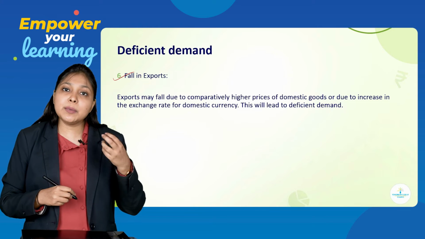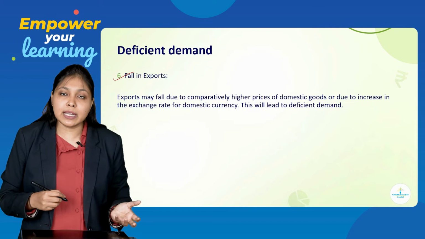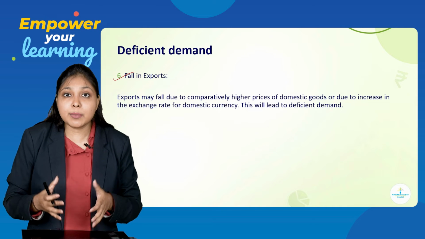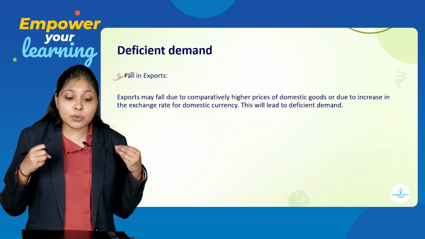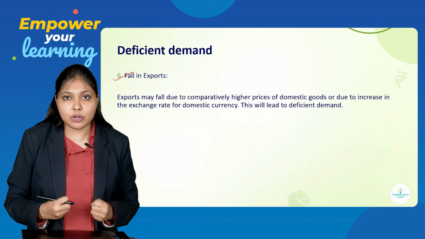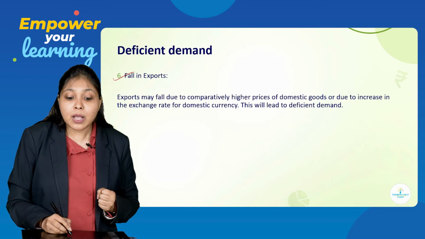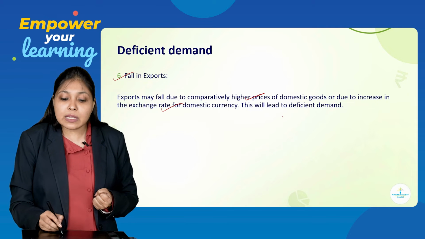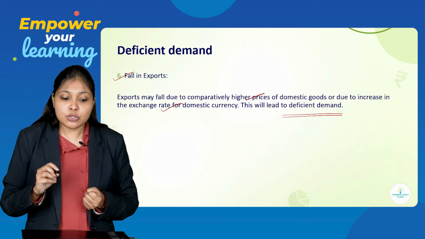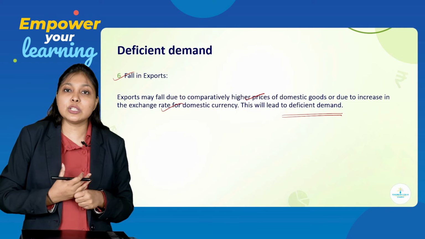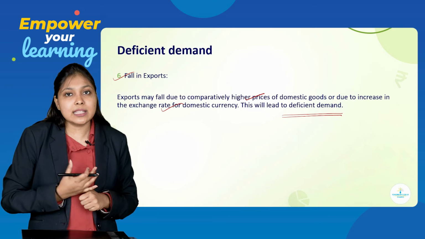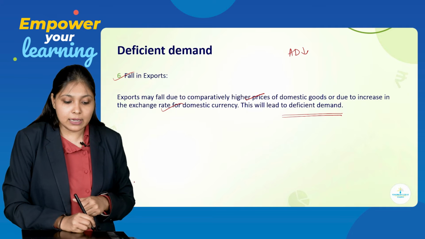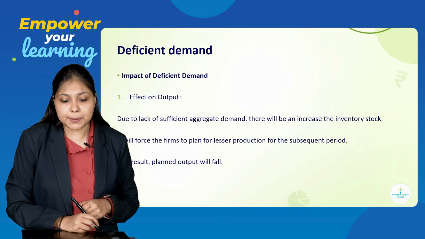Fall in exports. Now people are not demanding goods from other countries. Okay, under excess demand we have seen increase in exports. Under deficit demand there is fall in exports. That means here what will happen, here people are not demanding our domestic goods. So exports may fall due to high prices of domestic goods or due to increase in exchange rate of domestic currency, which will again give rise to deficit demand. So because of increase in the price of domestic goods or increase in the exchange rate for domestic currency, my aggregate demand will fall, and this will give rise to deficit demand.